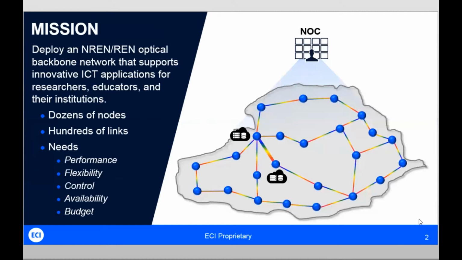Typically in your network, you would have dozens of nodes, hundreds of links, and when you're speccing out what you need in your particular network, you will specify all sorts of items under the categories of performance, flexibility, control, availability, and of course, at a reasonable cost, meaning that it should fall within budget. So when we're talking about open optical, we should always bear in mind to what extent this should be applied to meet the needs of your particular network. And we're going to keep coming back to that particular point.